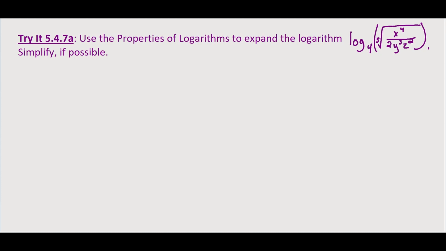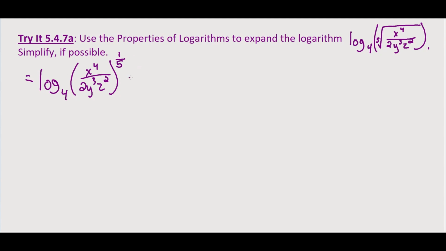So the first step, anytime we have a radical that we're taking the logarithm of and we're asked to expand it, the first thing we're going to want to do is to turn that into a rational exponent. So this would end up being log base 4 of x to the fourth over 2y cubed z squared, all to the power of 1/5, because that's what the fifth root means.